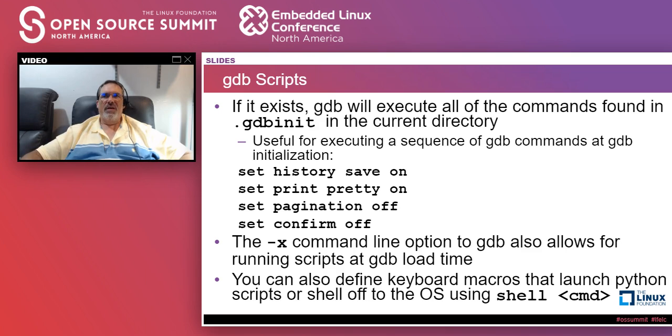There is also the dash x command line option, that allows you to run scripts at GDB load time. So if you don't want to use .gdbinit, if you had your own script, for instance, then you could specify dash x, the name of the script, and the application that you wanted to run, and it would automatically start GDB, load the application, and then execute the scripts so that everything was all set. You'd have your breakpoint set and everything else.